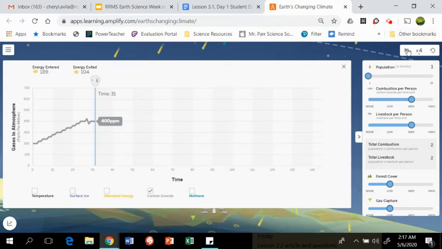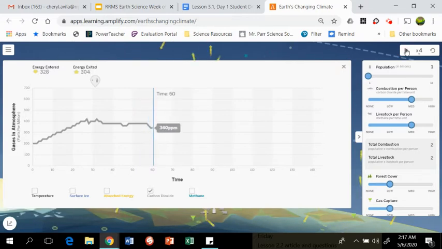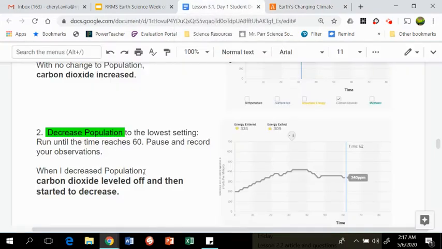And I'm going to press play, and I'm going to let it run till about where it reaches 60 for time. Okay, pause it right there. So you will see that kind of flatlined and decreased a little, flatlined, decreased a little bit more. So when I decreased population, carbon dioxide leveled off and then started to decrease. Kind of, that's the same pattern we had on ours.